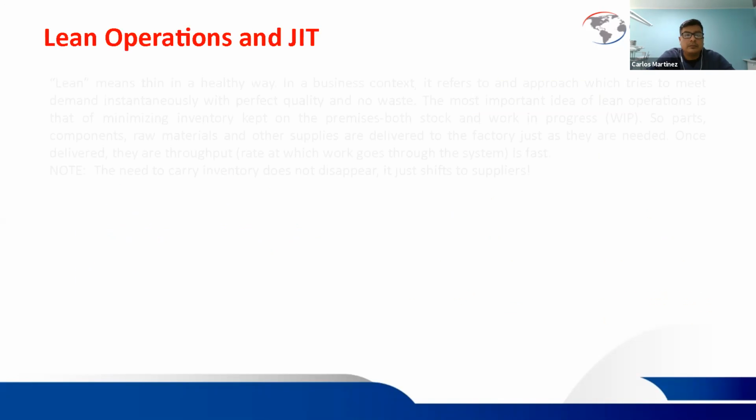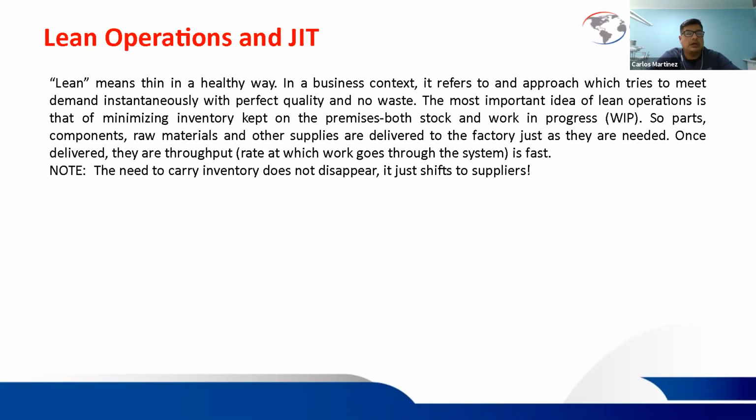Now, let's go into what lean operations and JIT means. Lean means thin in a healthy way. In the business context, it refers to an approach which tries to meet demand instantaneously. That means as quickly as possible, with perfect quality and no waste. Okay, so lean operations means to try to meet the demand instantaneously with perfect quality and no waste.